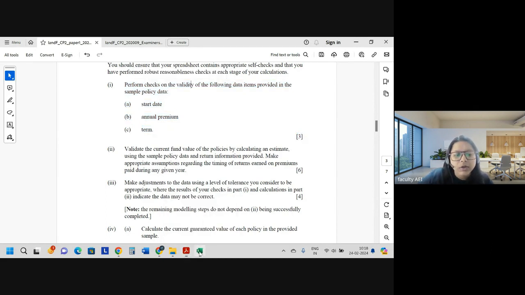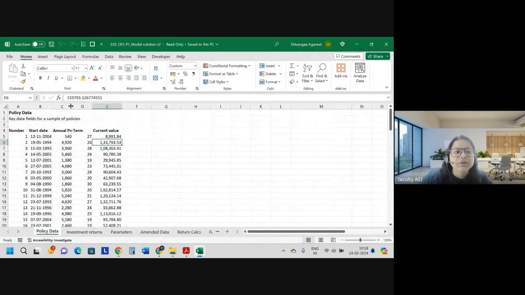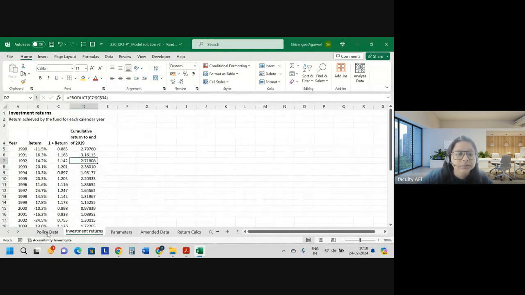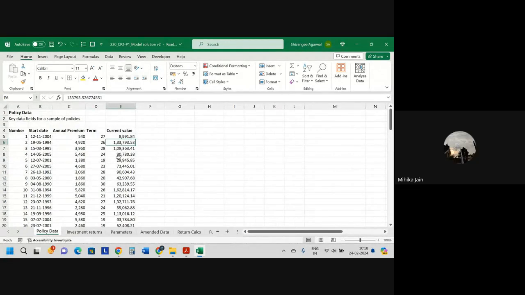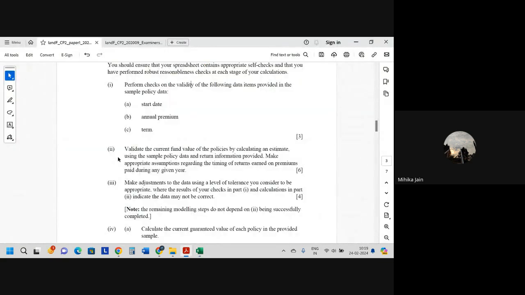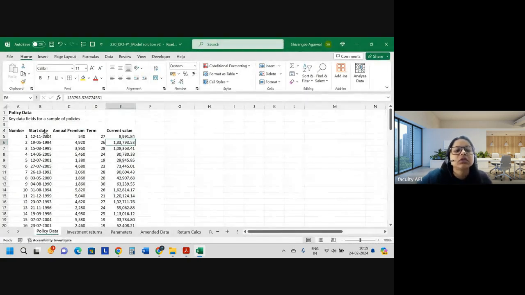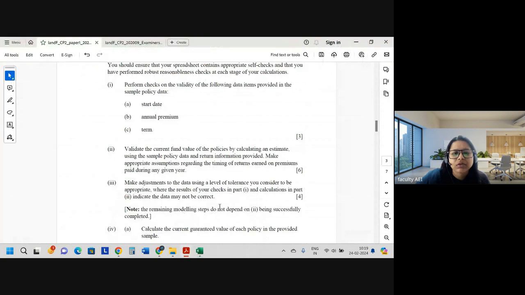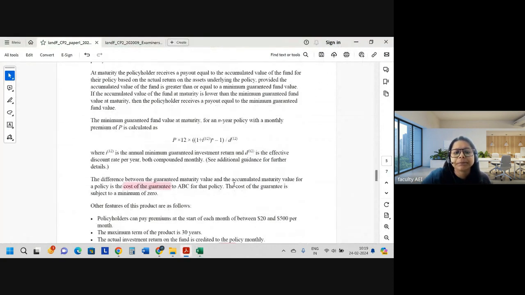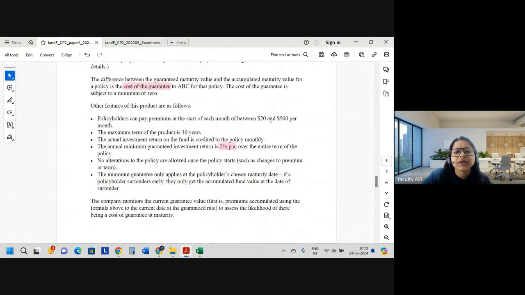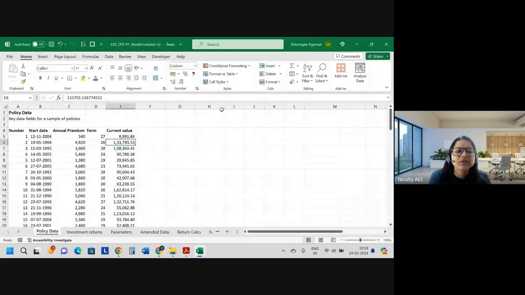So what all checks have you done? Tell me. This is the policy data. Anyone who has done the checks can quickly tell me what checks you have done. If the annual premium is between the given 20 and 500, and the start date is between 1990 and 2010. So the annual premium check is to check whether the premium is between the amounts they gave. It's between 20 and 500 per month, so you just multiply it with 12 and check whether the annual premium is between that. Yes, okay. Then next.